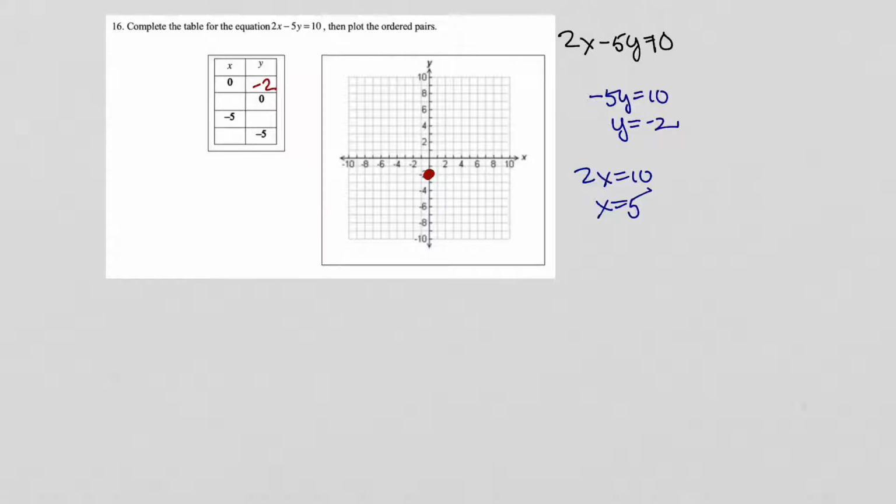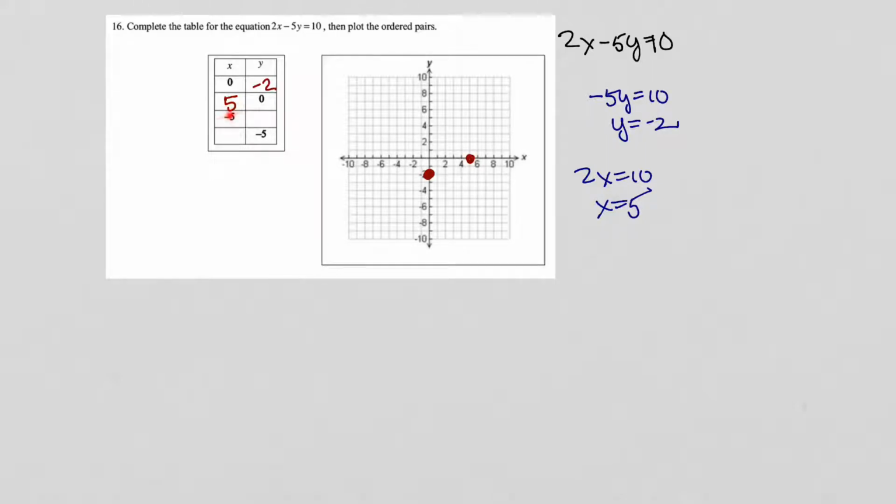So we'll put a 5 back in for that x. So we'll put a 5 here, and let's plot that point. So we're going to start at the origin, go to the right 5, up or down 0. So we'll put a point right there.